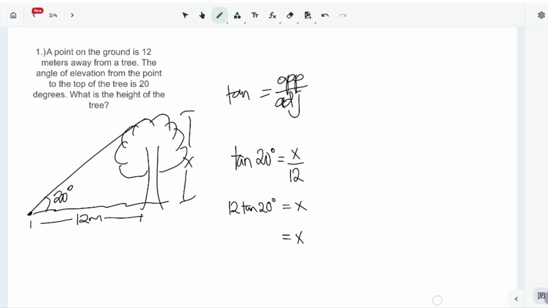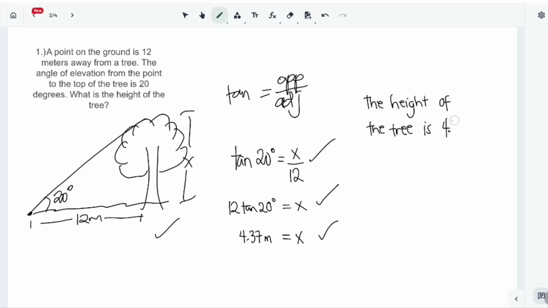X is equal to 4.37. Don't forget the unit of measurement, which is meters. So this one, the illustration is 1 point, solution, and the answer. But the final answer here should be with the conclusion para maging 5 points. So we can say that the height of the tree is 4.37 meters. So don't forget the conclusion.